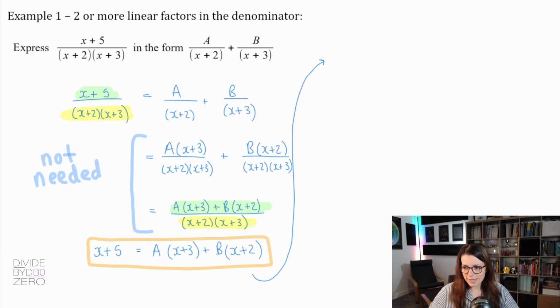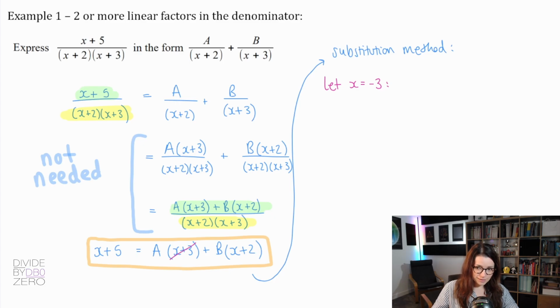There's a couple of different ways of doing that, but I'm going to show you something called the substitution method, which involves setting x to be equal to different things to find a and b. First of all, we could let x be equal to -3. Now that's a smart choice because if you do that, this bracket becomes 0 and therefore a disappears and you're left with 2 on the left-hand side because -3 plus 5 is 2, and then minus b on the right-hand side. So that tells you that b is -2.